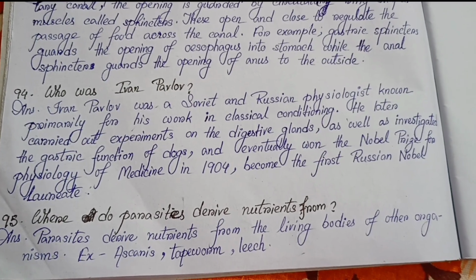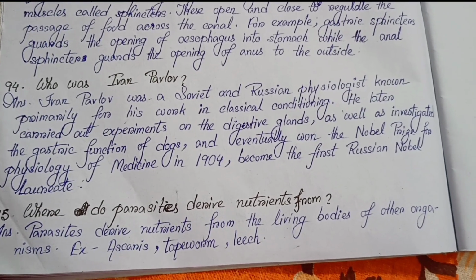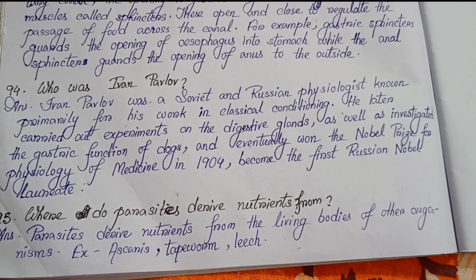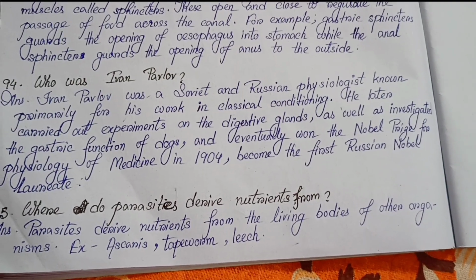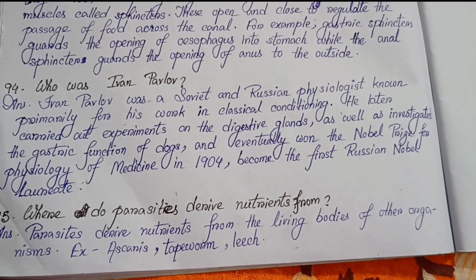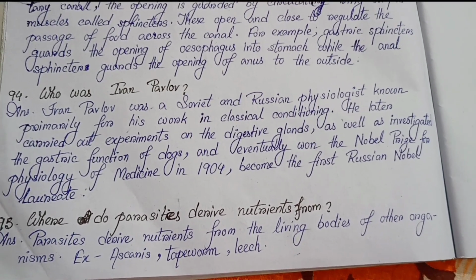95. Where do parasites derive nutrients from? Parasites derive nutrients from the living bodies of other organisms. Example, Ascaris, tapeworm, leech.